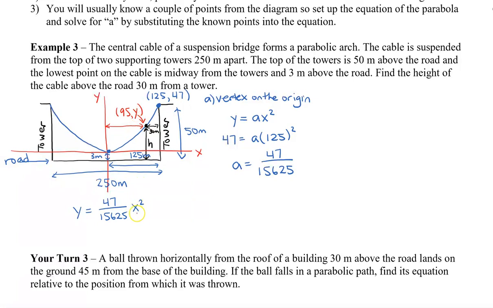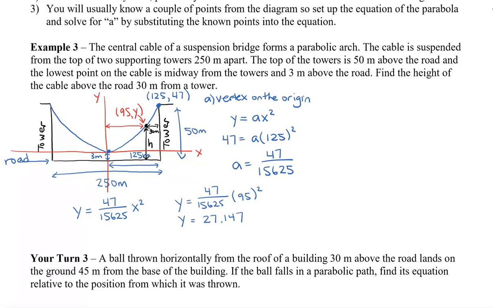So we're going to plug the 95 into our x. And because we already have the equation, we can then use it to find our y value. So y is equal to 47 over 15,625 times 95 all squared. And plugging all of this into our calculator, we get 27.147.